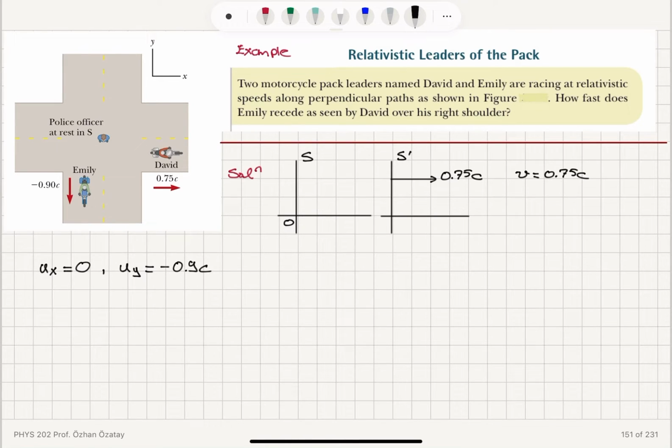Now using the Lorentz velocity transformation, ux prime is equal to ux minus v divided by 1 minus uxv over c squared, and this will give us, because ux is equal to 0 here, minus v, which is minus 0.75 c.